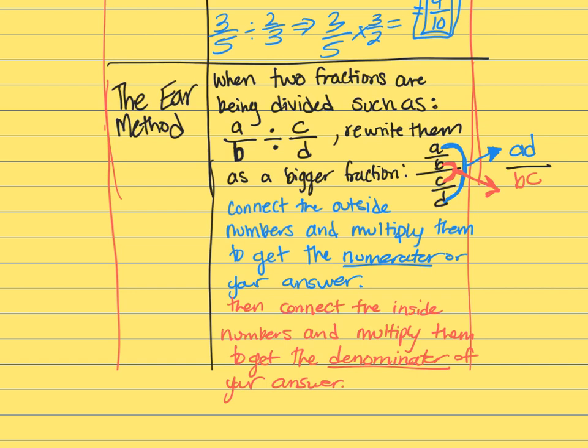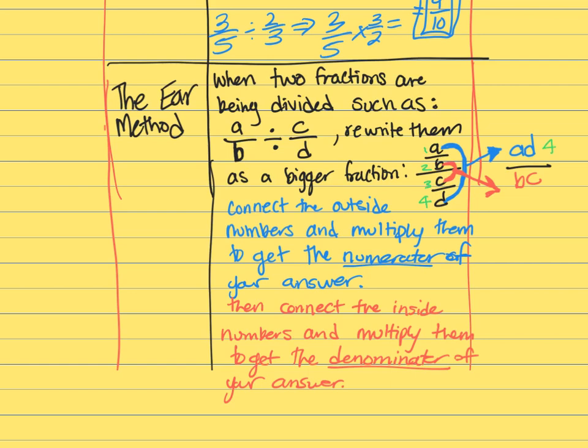Okay, now we're going to write the blue and the red, but first listen to me explain it. Then you can write it when you pause it. So it says, connect the outside numbers and multiply them to get the numerator of your answer. So it says connect the outside numbers. So I connected A and D. So in this case, it would be 1 times 4. Because remember, let me write the numbers. So let's pretend this is like 1/2 and 3/4. So you multiply A times D, and that's 1 times 4, which would be 4.